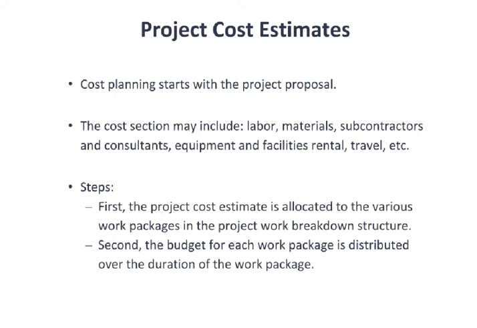The two big steps in this process are discussed here at the bottom of the slide. The first step is, once we have this idea of what all is involved in the project, we need to allocate out the budget to the various work packages. You can almost substitute activities for work packages, but work packages can maybe be a bit larger. They can include multiple activities.